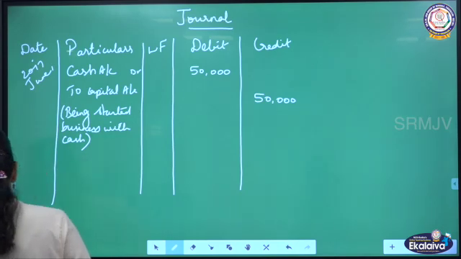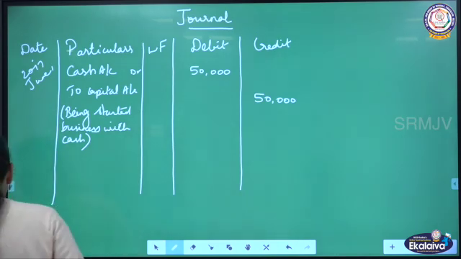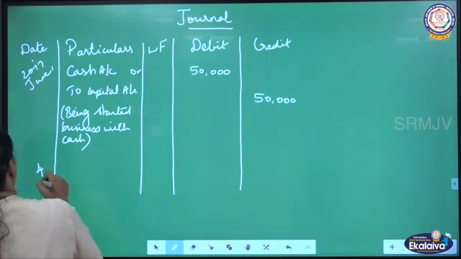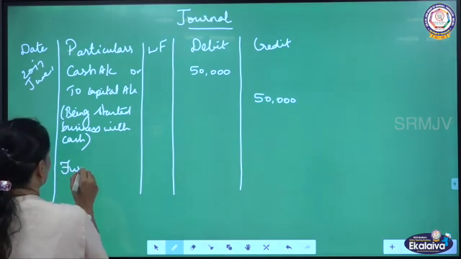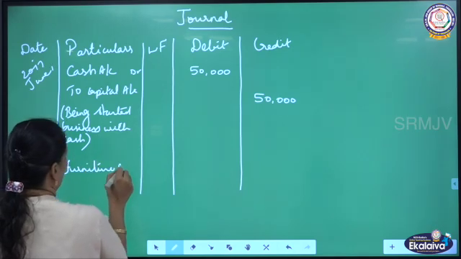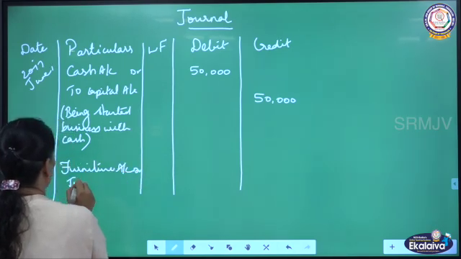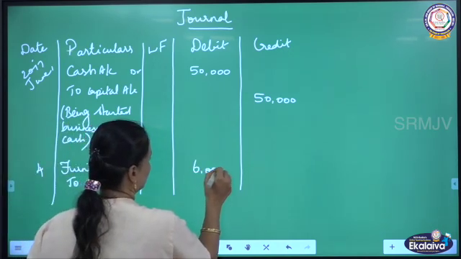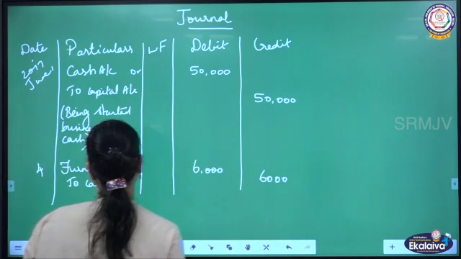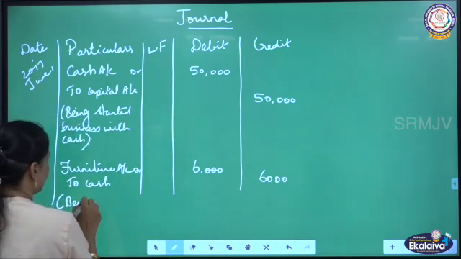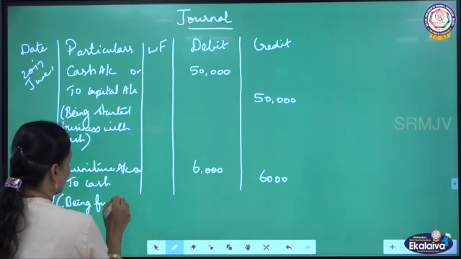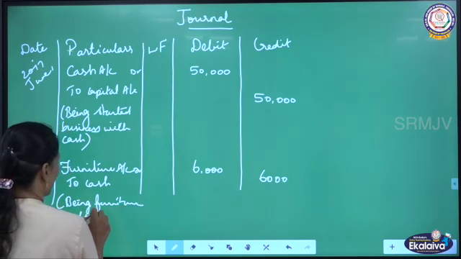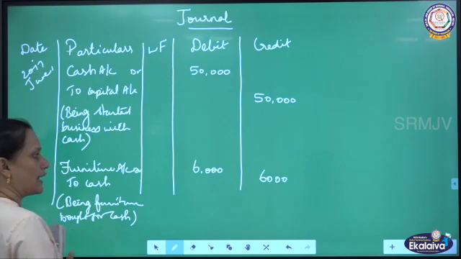And then furniture. So, purchased furniture by paying cash for 6,000. So, furniture is an asset. So, what you should do now? Furniture account debtor to cash. How much? 6,000. Okay. So, again being furniture for cash. Okay, like that you have to write.